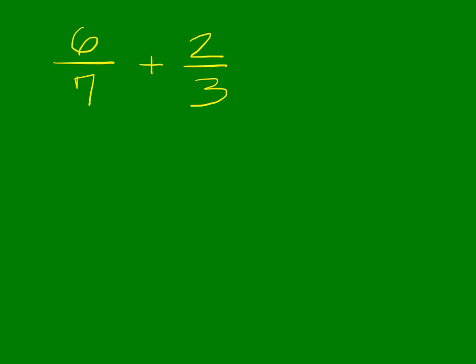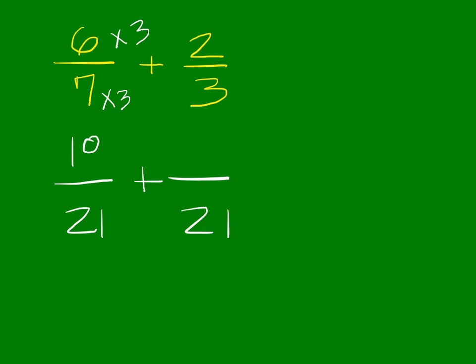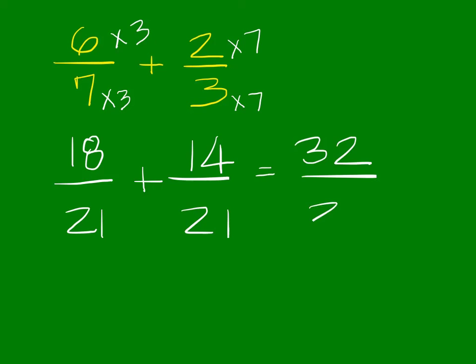On the practice problem, you should have had a least common denominator of 21. If you're multiplying by 3 here, you do the same on the top to get 18. Multiplying by 7, so you'll have a 14 on top. So that's 32 over 21.